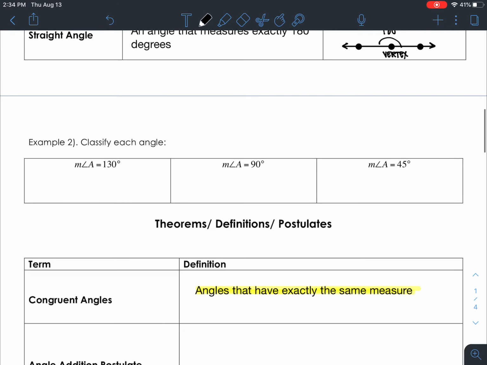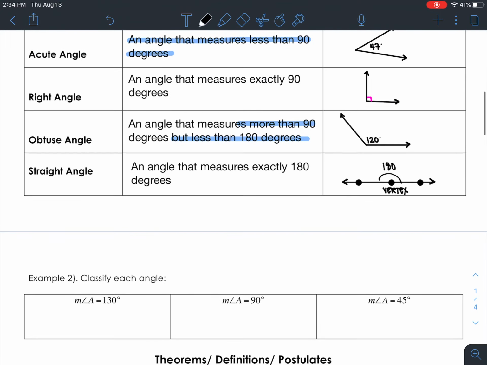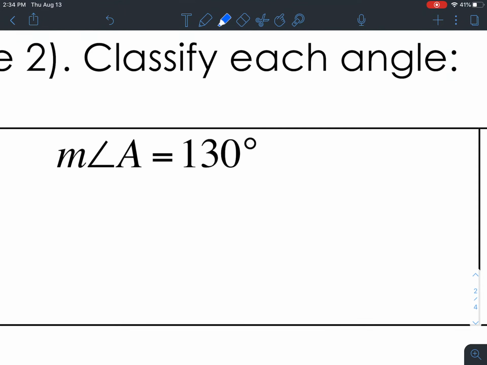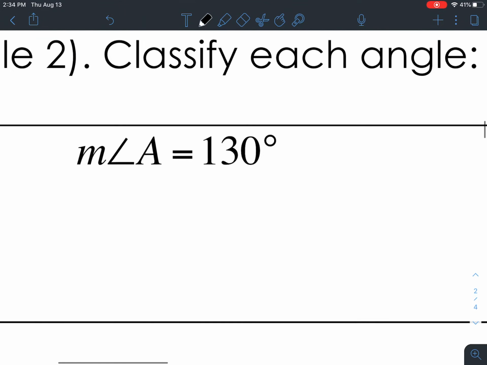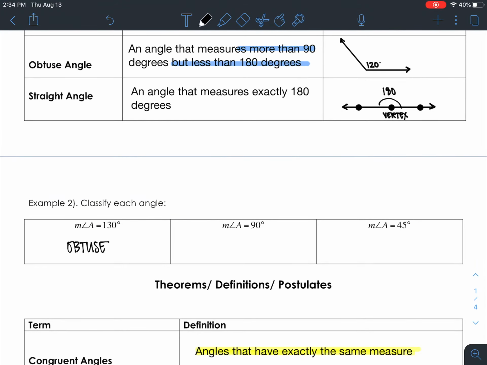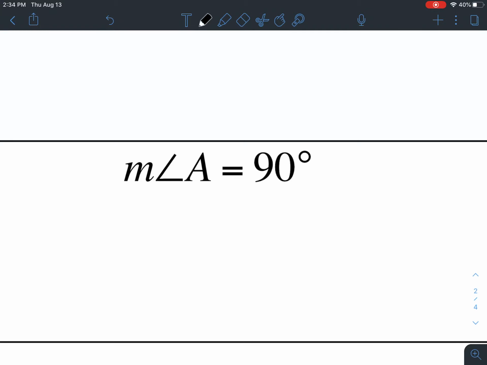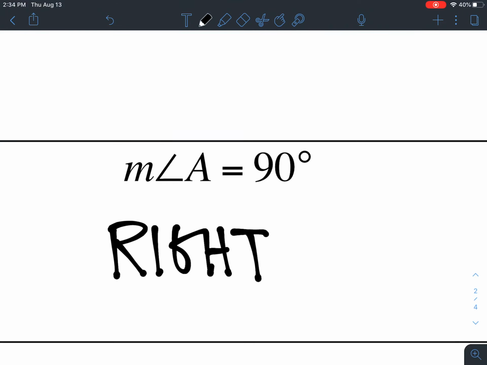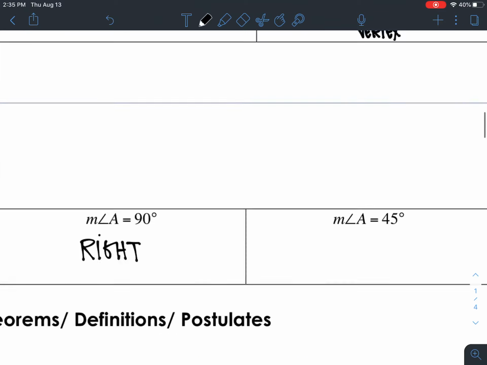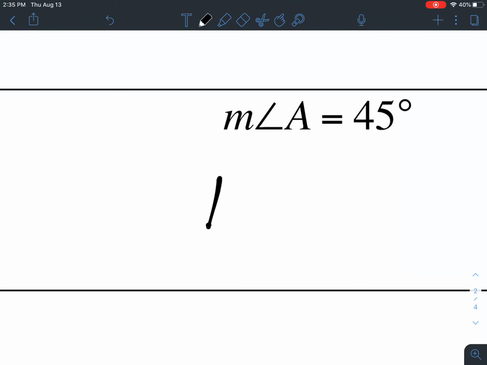So let's jump to example 2, because example 2 is asking us to classify each angle as either acute, right, obtuse, or straight. So if angle A is 130 degrees, that's more than 90, less than 180, which means that this is an obtuse angle. Angle A is equal to 90 degrees. It's exactly 90 degrees, which means that angle A is a right angle. And then our last one, angle A is equal to 45 degrees. That's less than 90, which means that it is acute.